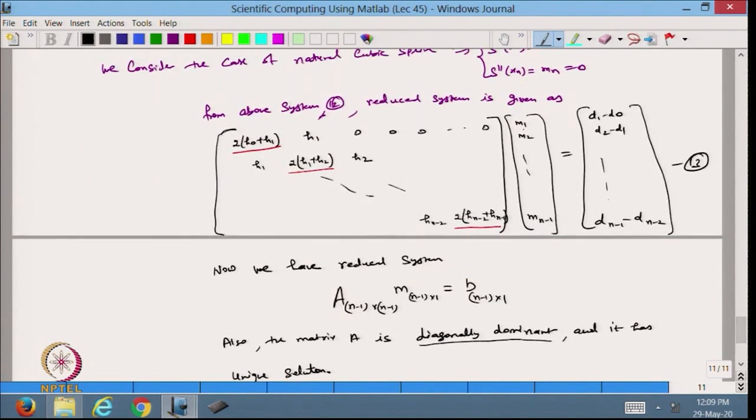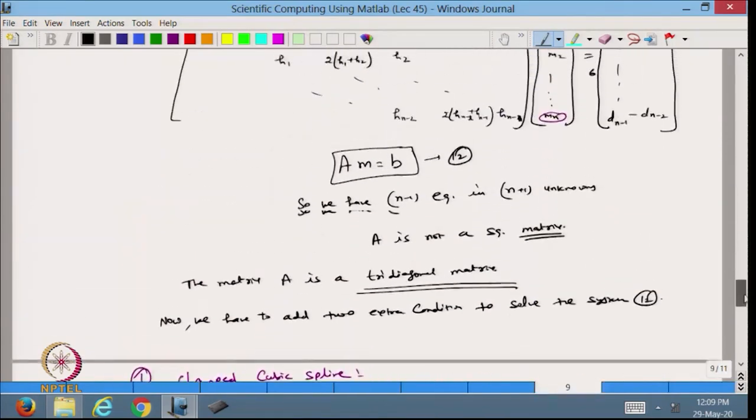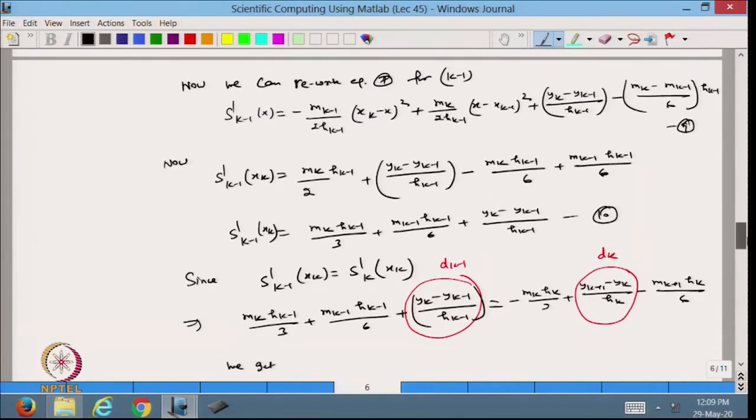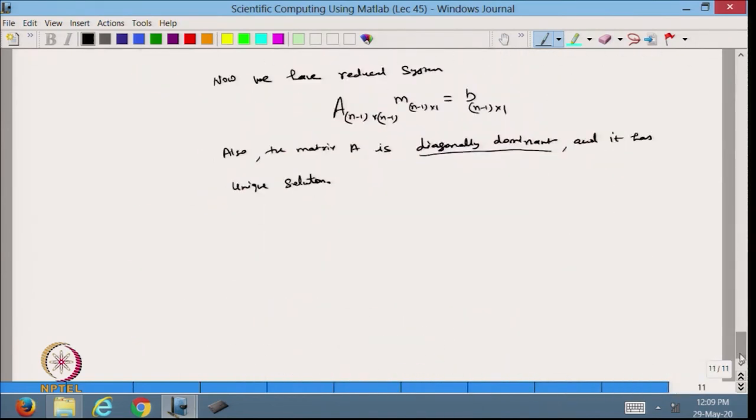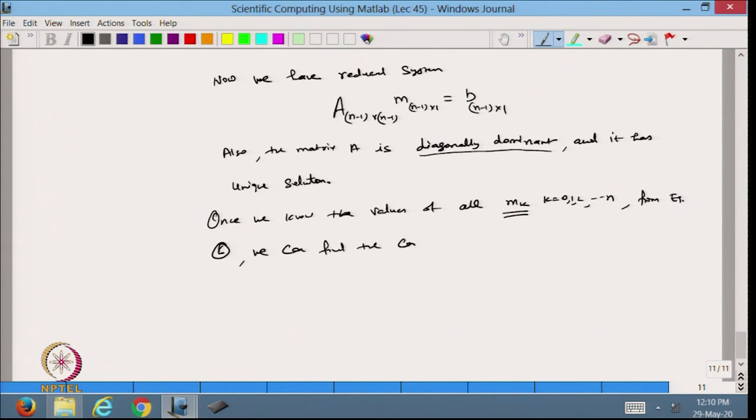Once I get the values of this m0, m1, m2, all these values, I will substitute in the given equation. So once I get the values of all mi's, I will put the values here, and from here I will get the cubic spline. So I can write that once we know the values of all mk's, k from 0, 1, 2 up to n, from equation 6, we can find the corresponding cubic spline.